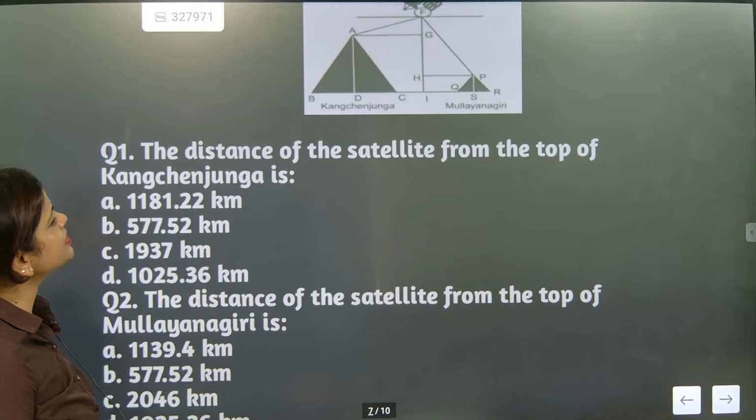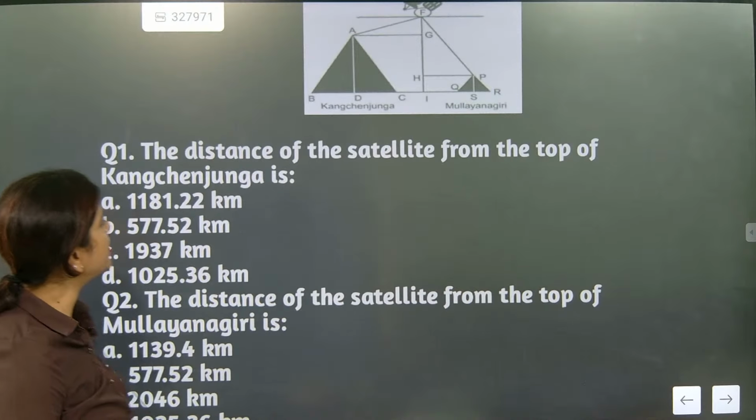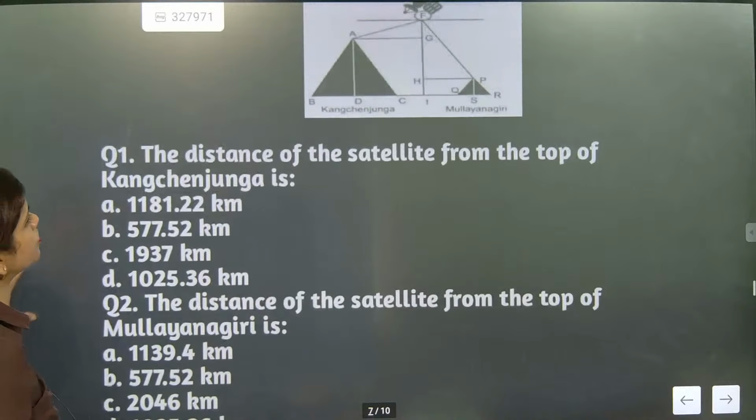The distance of the satellite from the top of Kanchenjunga is... Come on, go for it. One more time, can I draw? Because we need to draw this part.